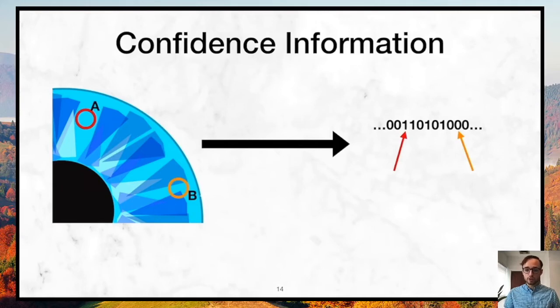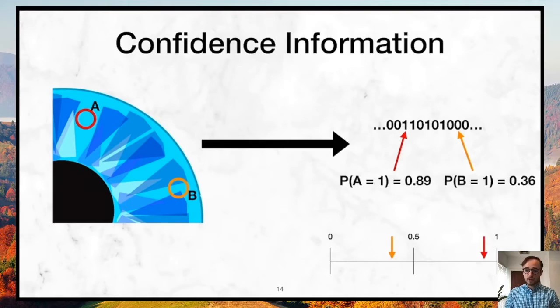So we have two regions, A and B, represented by a red circle and an orange circle. These two regions in this simplified model correspond to these two bits, the one with the red arrow and the one with the orange arrow on the right. In region A, there are no other colors, so our confidence in this reading would be quite high. Region B has three different colors, and so our confidence in this particular reading might be low.